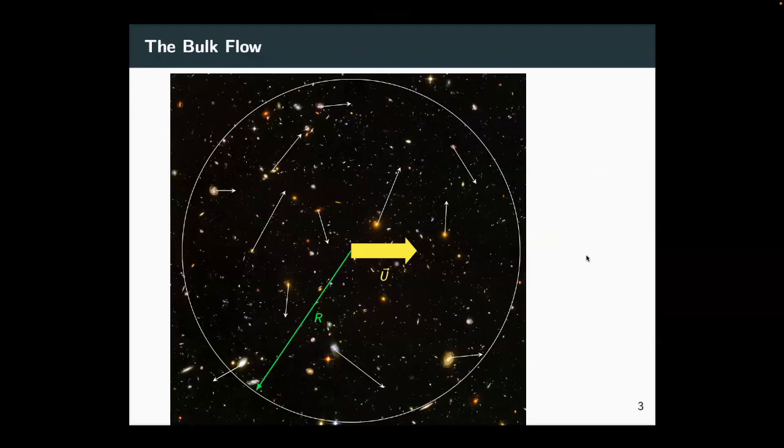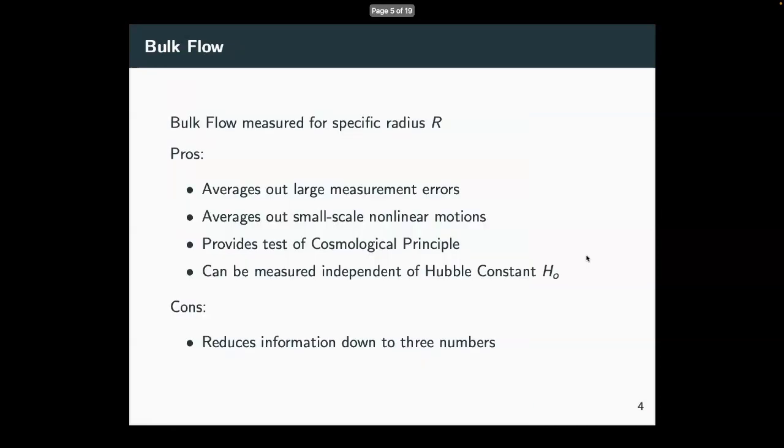So what is the bulk flow? Well, we take a region of radius r with a bunch of galaxies in it. This is not real stuff, this is the Hubble Deep Field, but imagine that we have velocities for each of those galaxies. To measure the bulk flow, we average those velocities to get the average velocity of that volume. And this is, of course, a function of the radius of the volume that we're looking at.